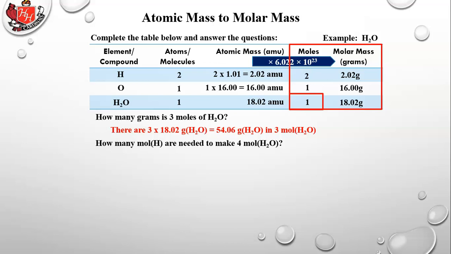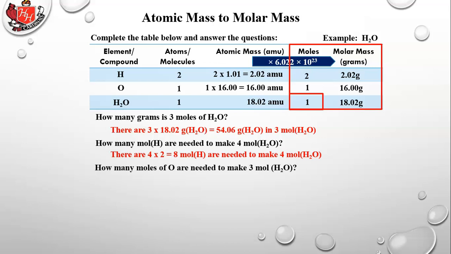So if you want 4 times that many water molecules, you need 4 moles. Then you need to multiply the 2 moles of hydrogen by 4. So there are 4 times 2 equals 8 moles of hydrogen needed to make 4 moles of H2O. So whatever you multiply the number in the little red box, the moles of water, by, you multiply whatever other variable it's asking you for by that same number.